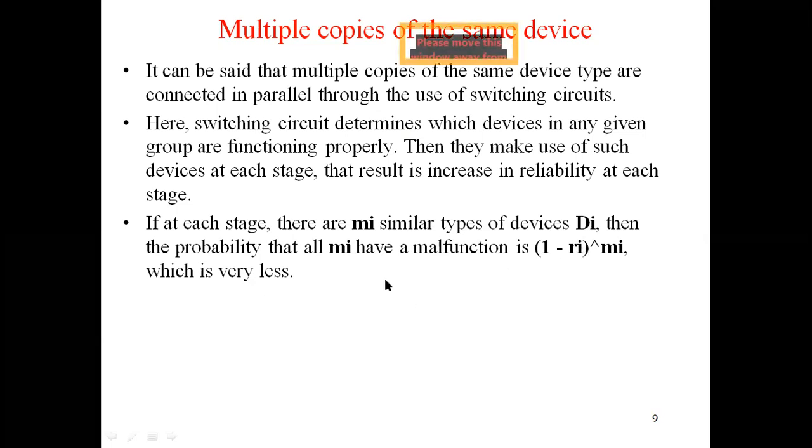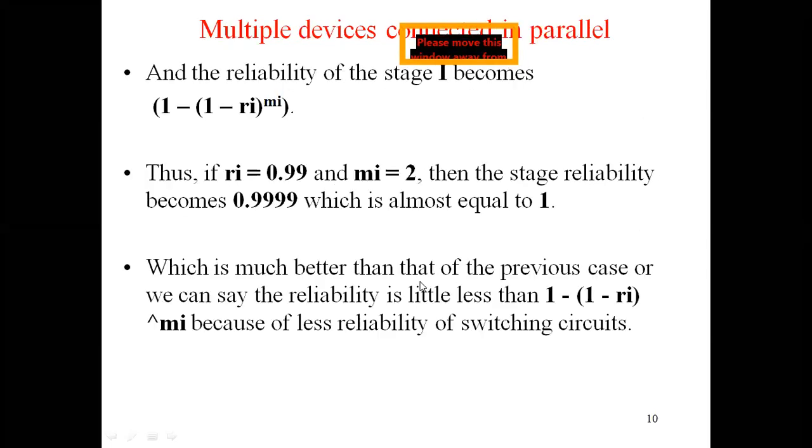Generally, that is a very small value. So what is 1 minus Ri power Mi? Mi means the number of devices of that particular type Di. Ri means the reliability of that particular type of devices. So 1 minus the reliability of that particular type, D1 type for example, or Di type, power Mi gives the probability when all the devices are malfunctioning. So multiple devices are connected in parallel.